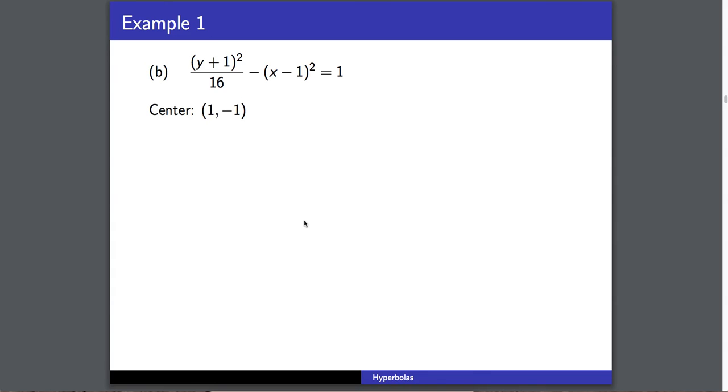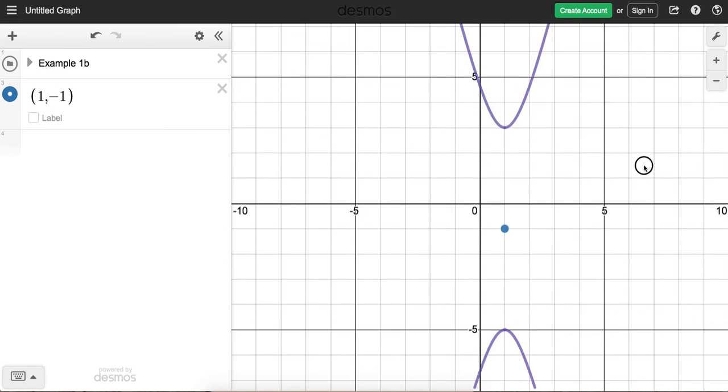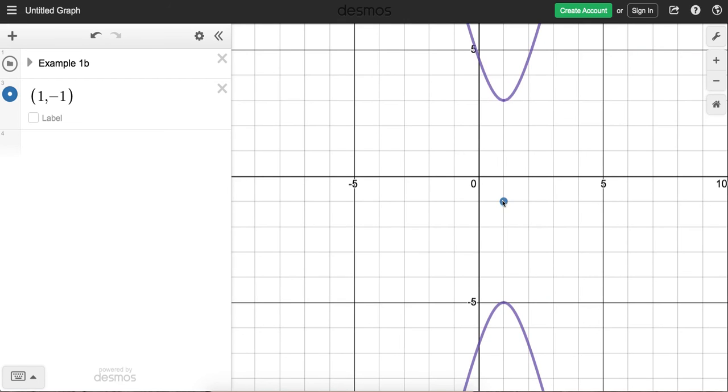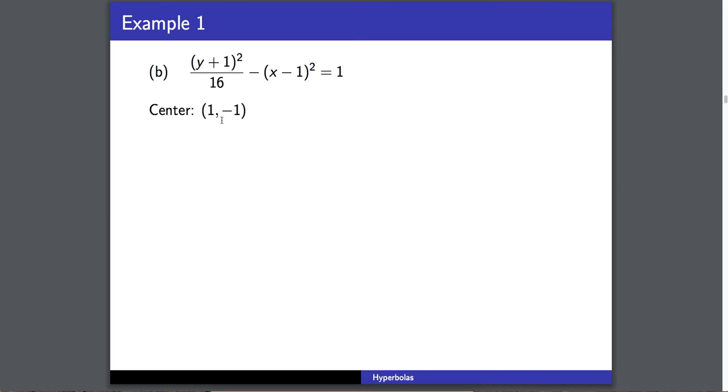So our center is at (1, negative 1). Let's go ahead and plot that point, (1, negative 1). Let me zoom in a little bit here. And our vertices are going to be 1, 2, 3, 4 units above and 1, 2, 3, 4 units below. So that puts them at (1, 3) and (1, negative 5). There we go. Now to get that from the equation.